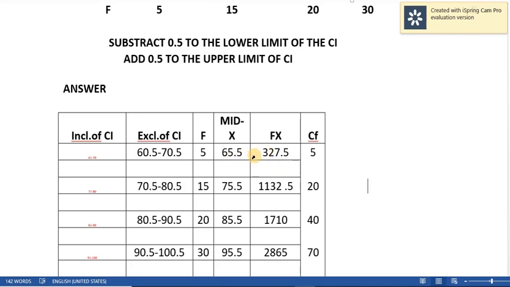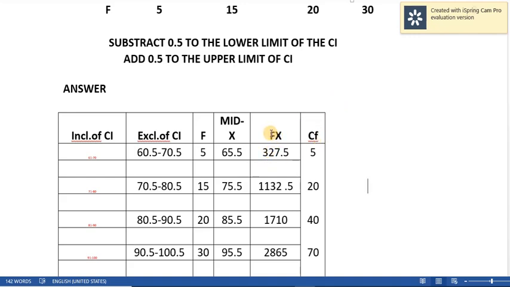Then what is the mean formula? First and foremost, I'll make one suggestion for the dear students: before solving any problem, you have to understand and write the formula, because the formula will help you understand and show the path to what you want to find out. That's why you write the formula. The mean formula is x bar is equal to sigma fx divided by n.